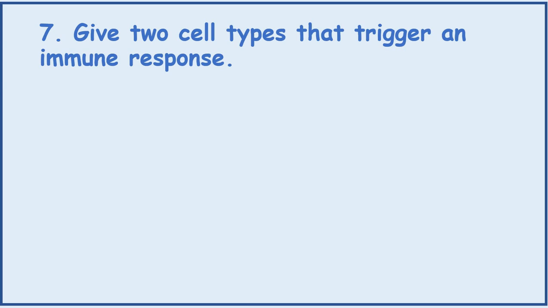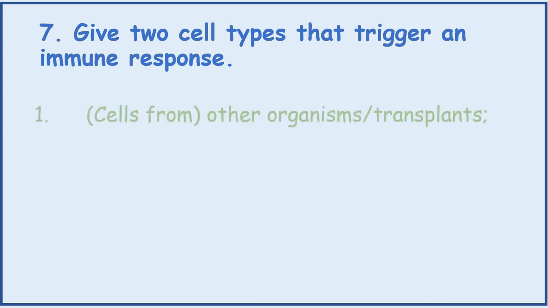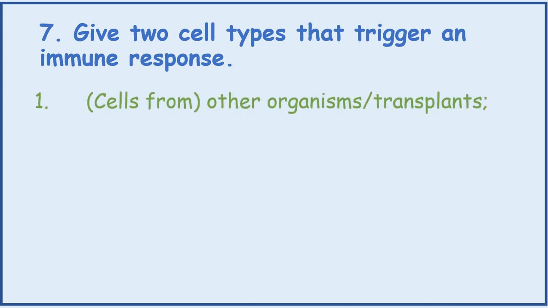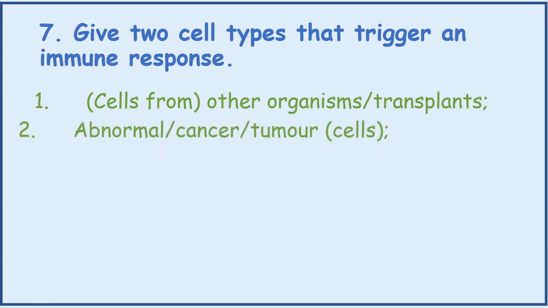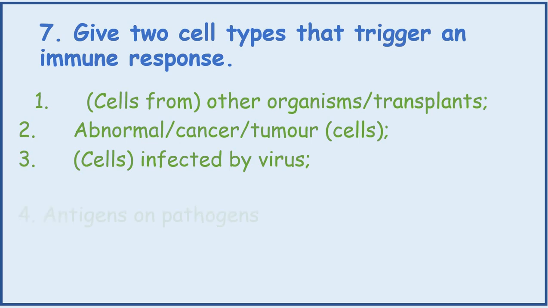Question 7. Give 2 cell types that trigger an immune response. Cells from other organisms or transplants, abnormal or cancerous or tumour cells, cells infected by a virus, antigens on pathogens.